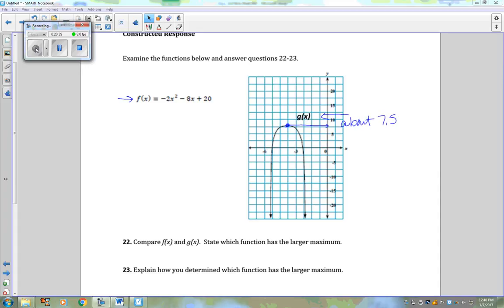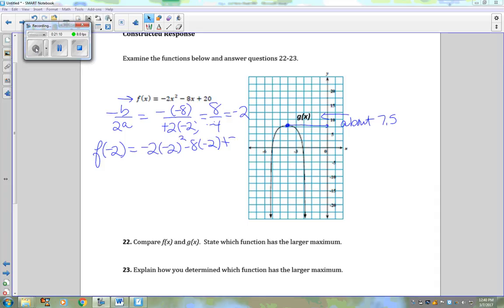But to find the maximum here, I have to find the vertex. So this will give me the first coordinate of the vertex, negative b over 2a. So that's negative 8 over 2 times a. So that's 8 over negative 4, which is negative 2. But I want to compare the maximum, so I need the y value for that. So I have to find f of negative 2.